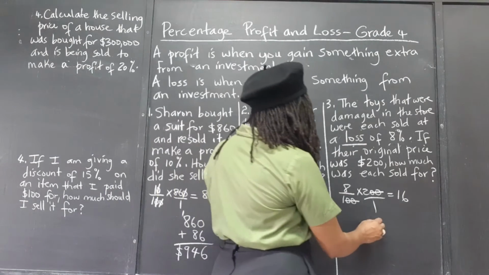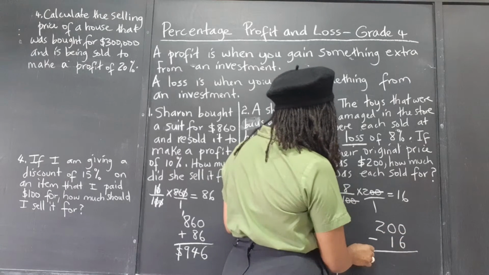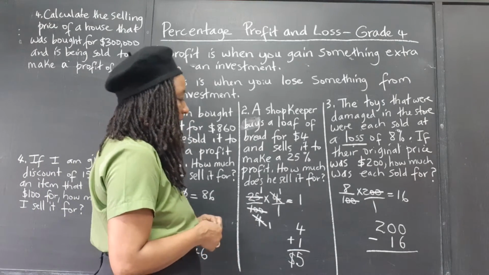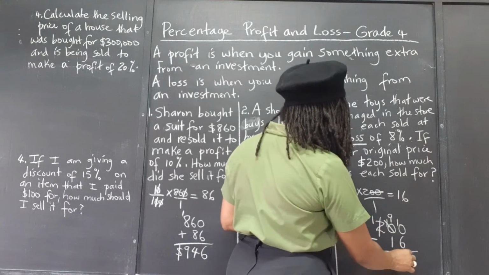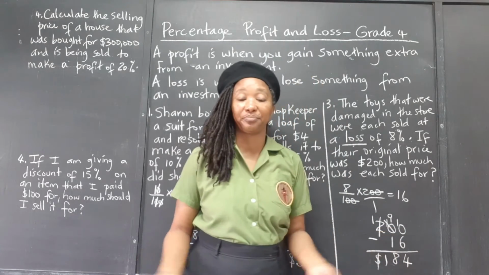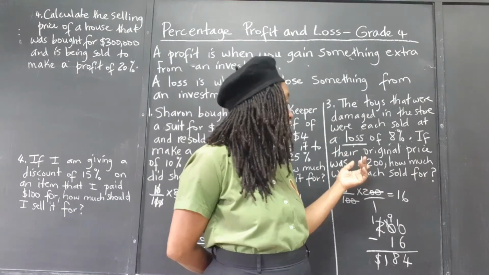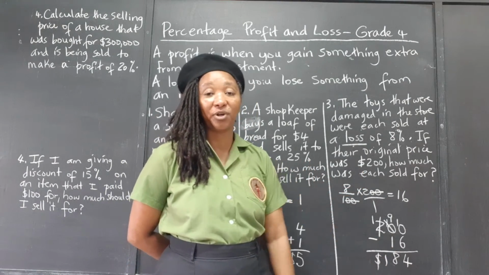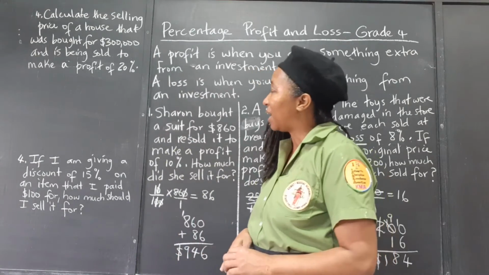So this time we have to subtract. When it's a loss, we subtract. Right? When it's a loss, we have to subtract. So do our regular process of subtraction. So he has to sell it for $184. That's just how life goes, right? The toys are damaged. He paid $200 for them, for each one, but he has to sell each one for $184 because they're damaged. So he's suffering a loss. That's a part of business.